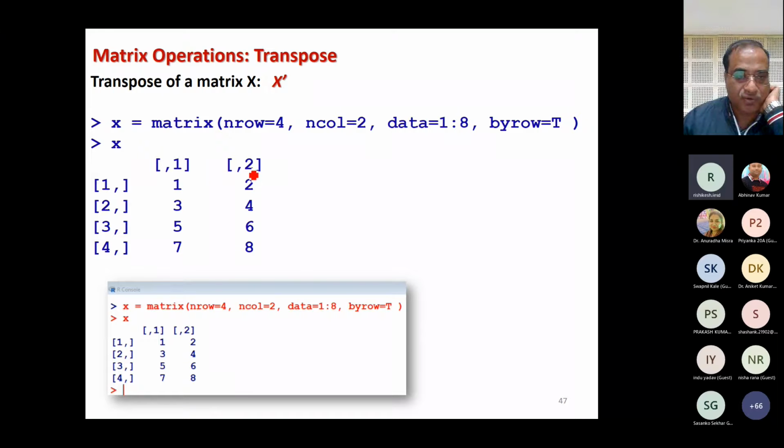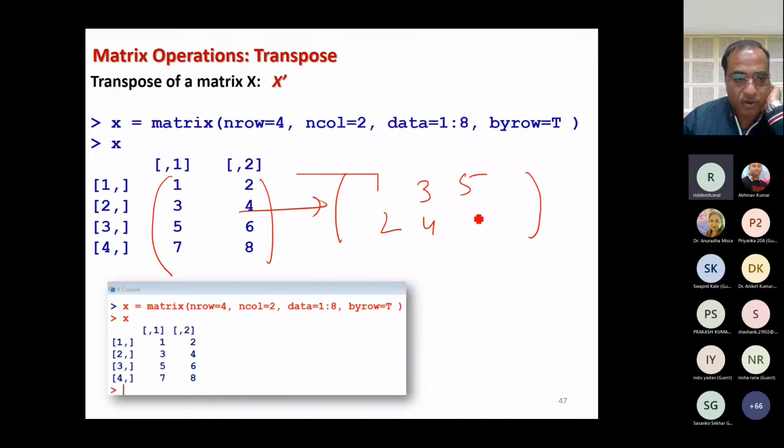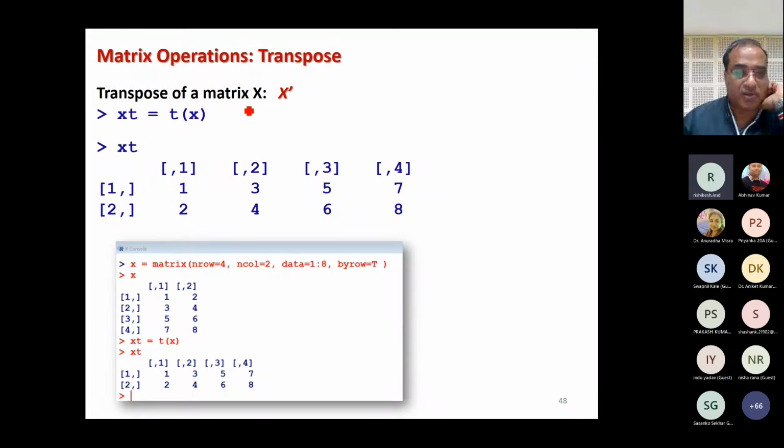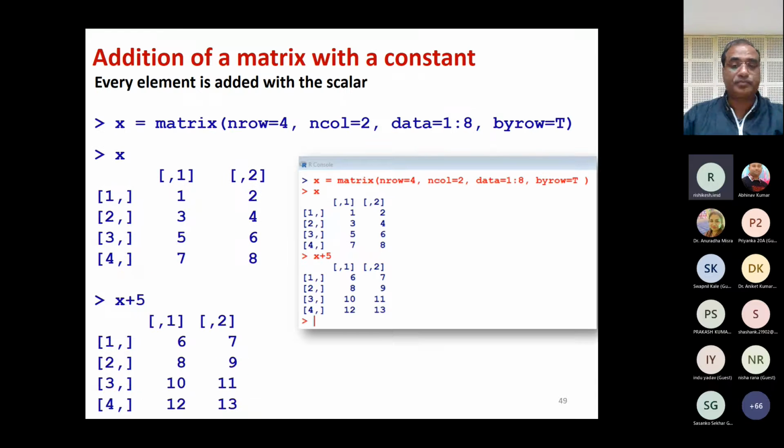You can see, this is your matrix, and if you want to have its transpose, then the first row will become the first column, the second row will become the second column, the third row will become the third column, and the fourth row will become the fourth column. For this operation, we have the command t. If you write t and within the parentheses X, it is going to give you the transpose of the matrix. Transpose is a very important thing when we are doing matrix manipulations.